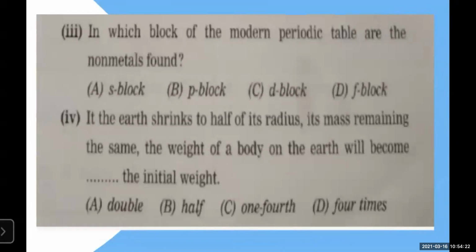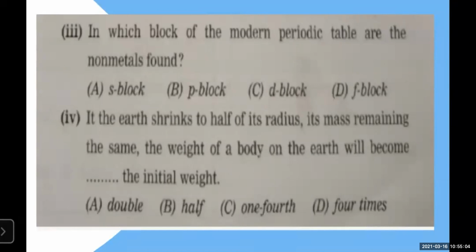Now the third question for MCQs: in which block of the modern periodic table are the non-metals found? Your options are A, S block; B, P block; C, D block; and D, F block. These 4 blocks are there in your modern periodic table, as you have studied in chapter number 2, periodic classification of elements. The correct option is B, that is P block.